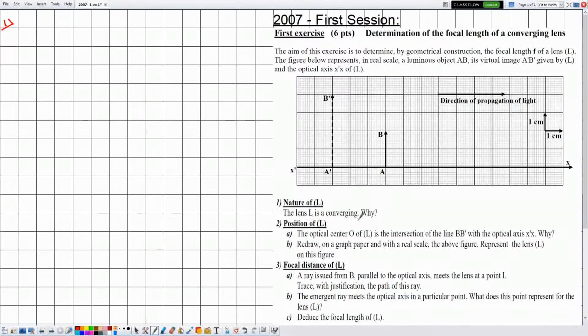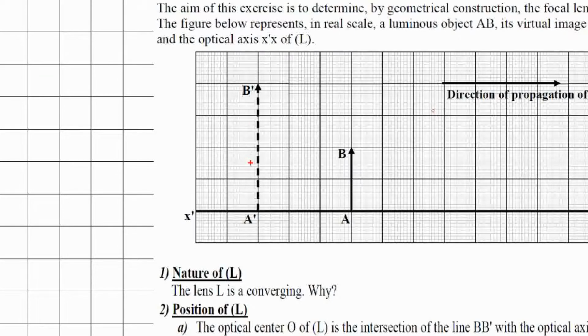Okay, the lens L is a converging lens. Why? Usually we determine the nature of the lens from its role, and the role is determined from the properties of the image. Notice that here the image A prime B prime is pointing upward, and the object AB is pointing upward. So both the image and the object have the same direction, which means that the image is erect with respect to the object AB, which means that the image is virtual. Moreover, the image A prime B prime consists of 1, 2, 3, 4 divisions, while the object AB consists of 2 divisions, which means that the image is virtual and larger in size.